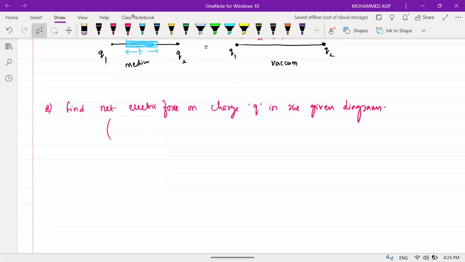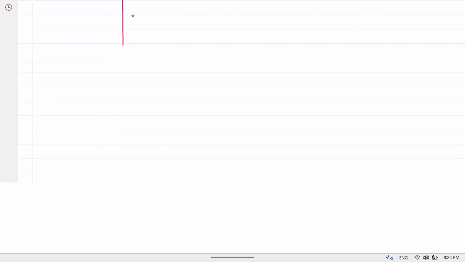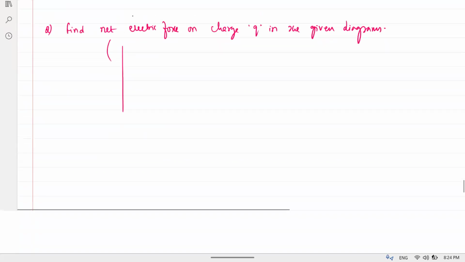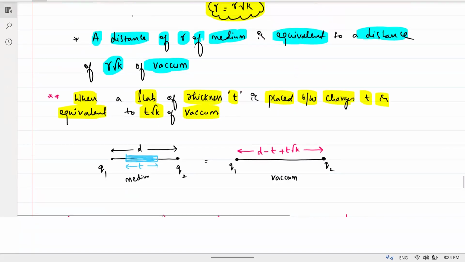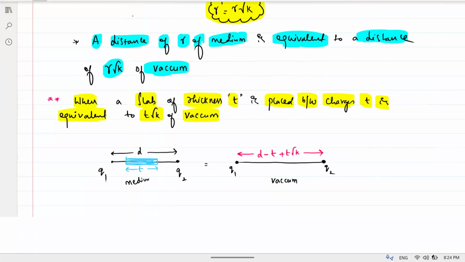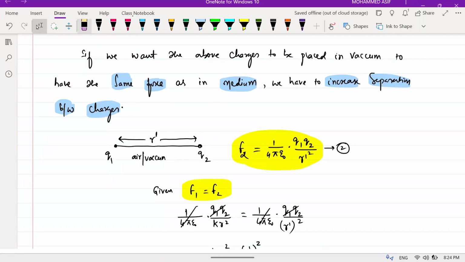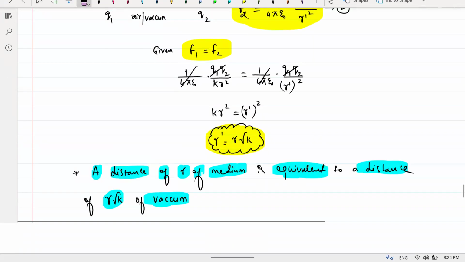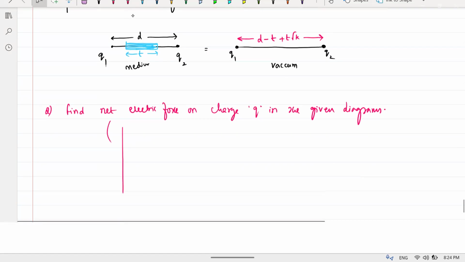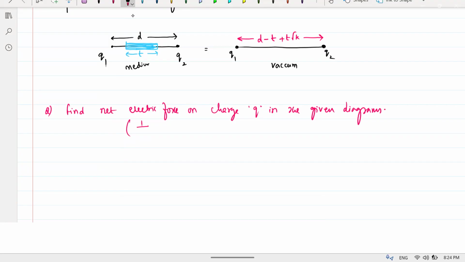Take 1 by 4 pi epsilon naught into capital Q into small q divided by d square. Whenever it comes like this, you take that one as F naught. See the first diagram better.